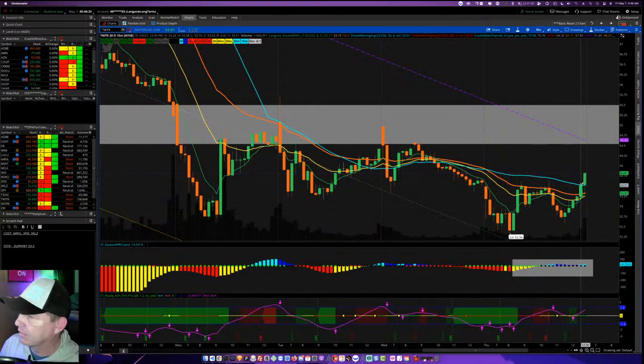It propelled us over the 50-day SMA, right? And it's dragging up. This is a nice run. It's dragging up our moving averages to become stacked positive again.